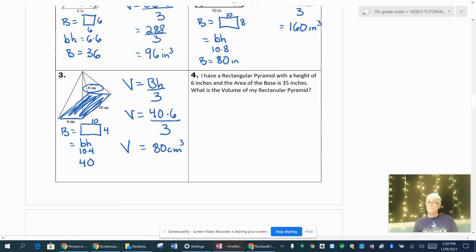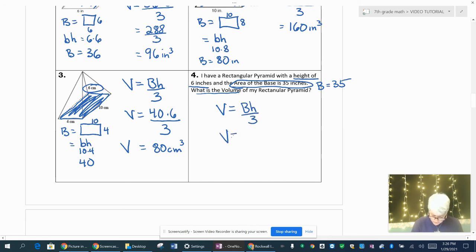Word problem, our favorite. I have a rectangular pyramid with a height of 6 inches. That looks important. And the area of the base is 35. Big B is 35. What is the volume? Okay. Here we go. Start with the formula. V equals big B times H divided by 3.